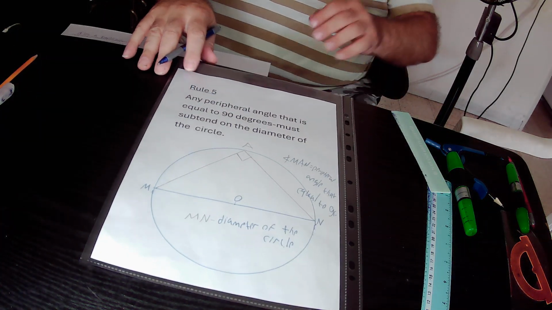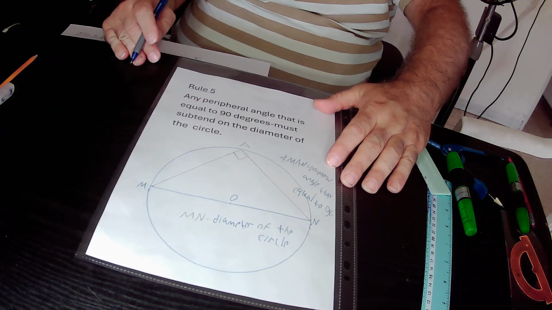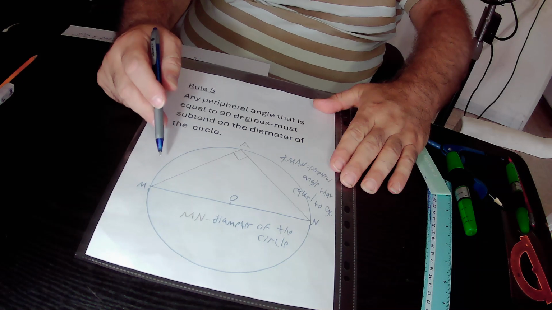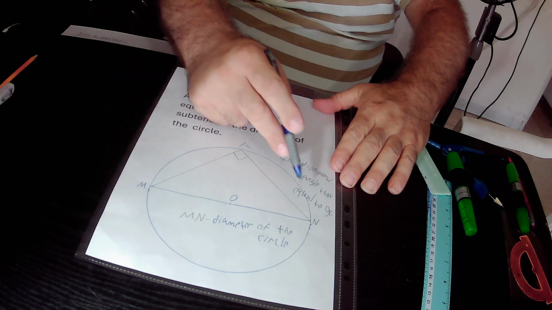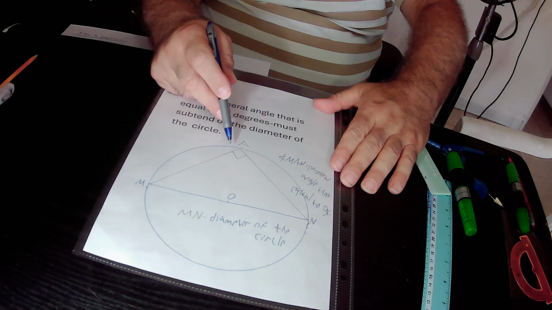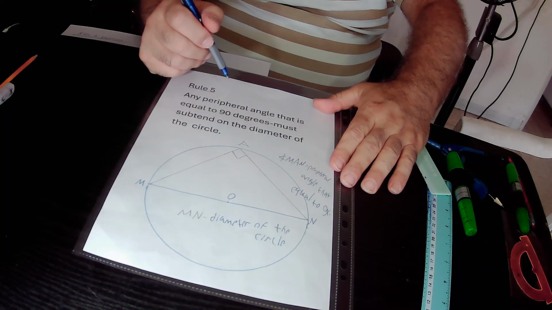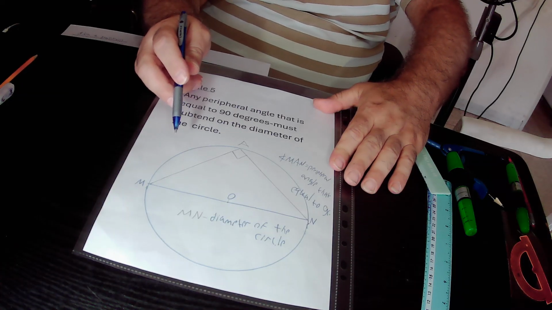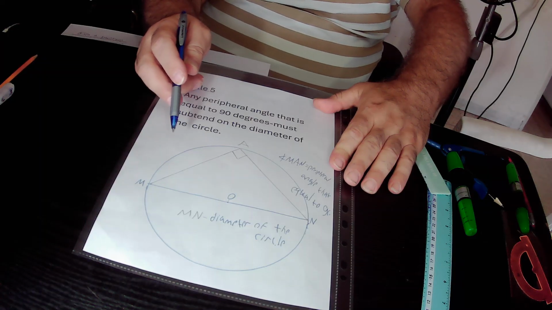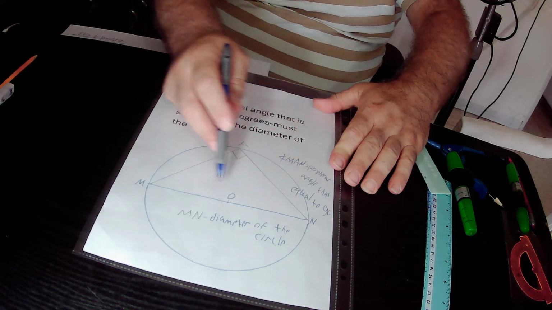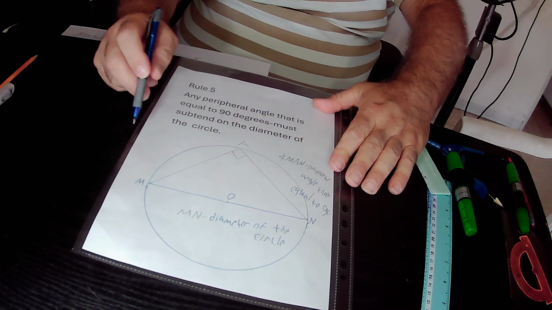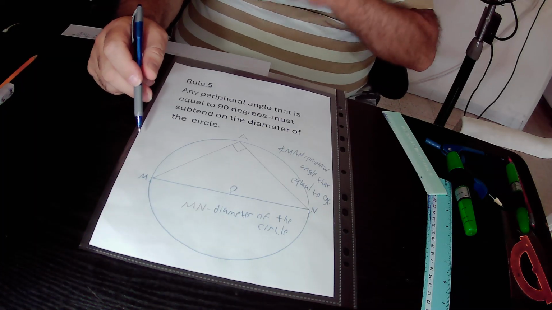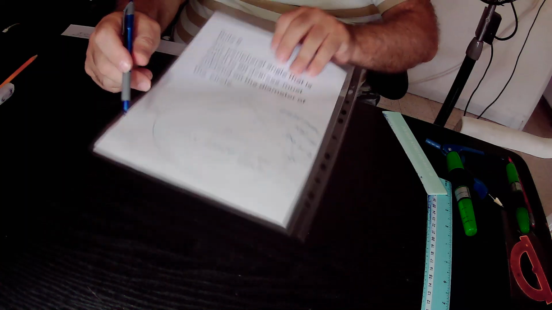According to rule 5, any peripheral angle that is equal to 90 degrees must subtend on the diameter of the circle. In the drawing, we have a circle. This is peripheral angle MAN that is equal to 90 degrees in size. And therefore, according to rule 5, peripheral angle MAN must subtend on the diameter of this circle. And indeed, peripheral angle MAN subtends on MN, that is the diameter of this circle. So according to rule 5, any peripheral angle that is equal to 90 degrees must subtend on the diameter of the circle.